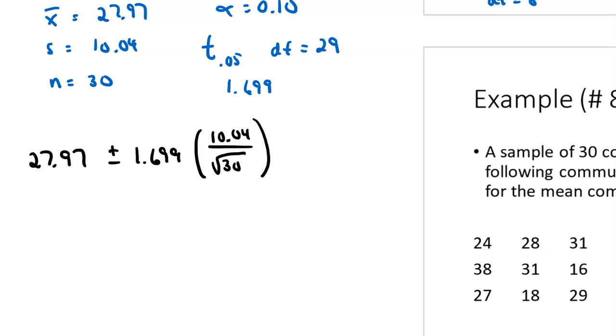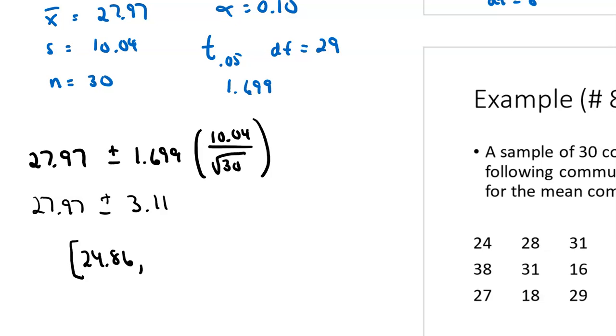So take 10.04, divide it by the square root of 30, and multiply it by 1.699. All right, so this gives me 27.97 plus minus. The number that I get is 3.114. So let's make that 3.11 to be consistent with the accuracy that we have from the minutes. All right, so let's do a plus and a minus. So let's do 27.97 subtract 3.11. That gives me 24.86.